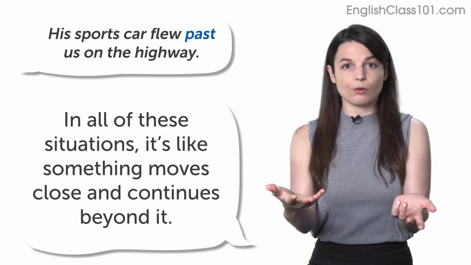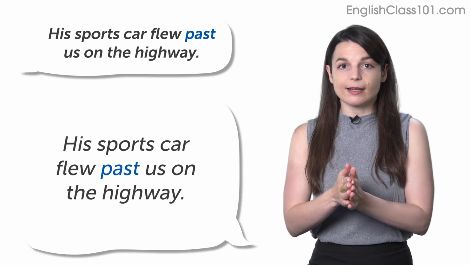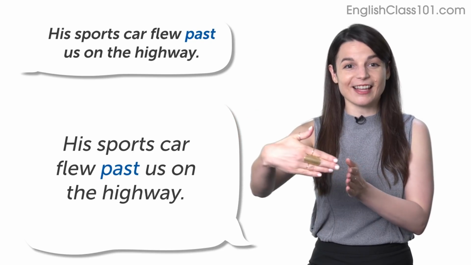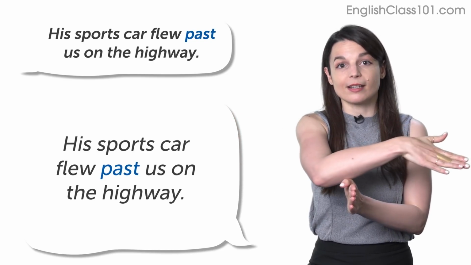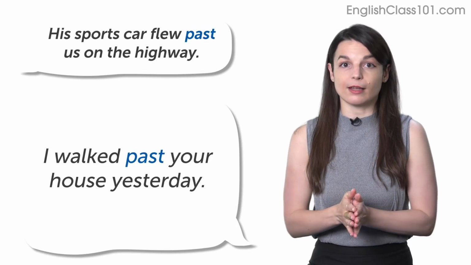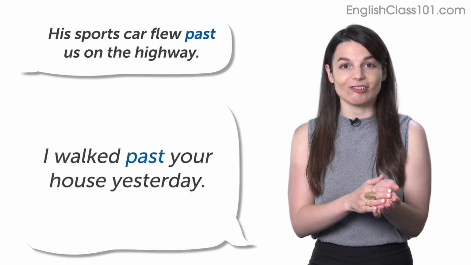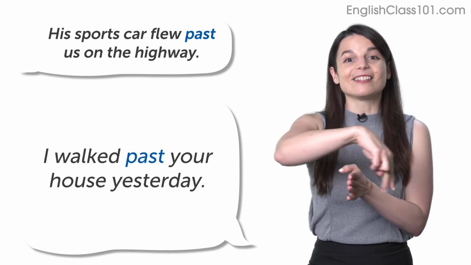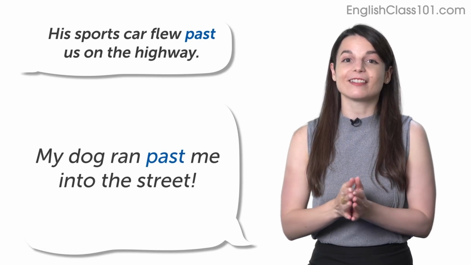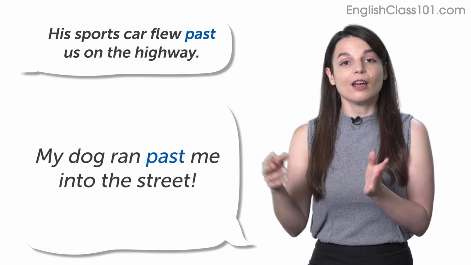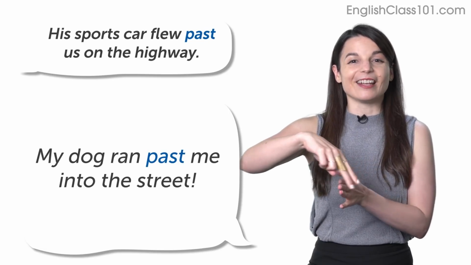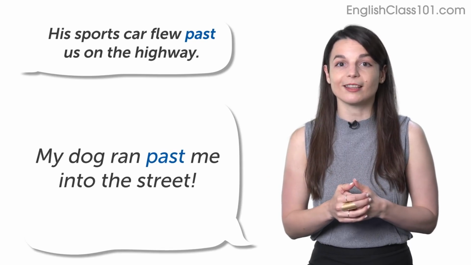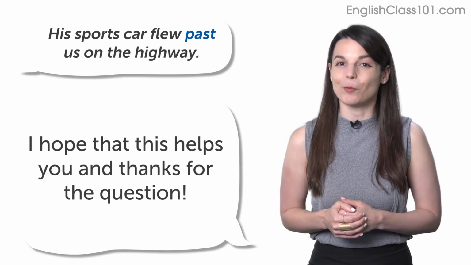So in your example, the car flew past us means the car was on a course, came very close to us, and then continued on the course beyond us. The same thing with my first example. I walked past your house yesterday. That means I walked like on a course near your house, and then I continued beyond it. And in the final example with the dog, it sounds like the dog ran very close to me and then continued beyond me. So when we use past as a preposition like this is what it means. I hope that this helps you.